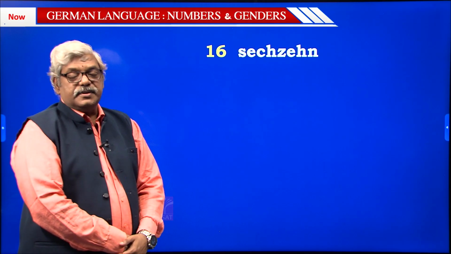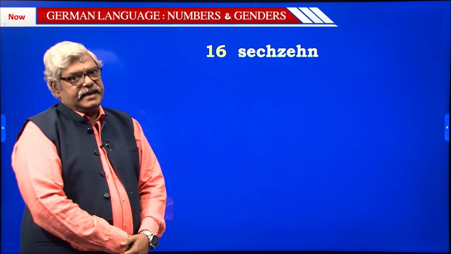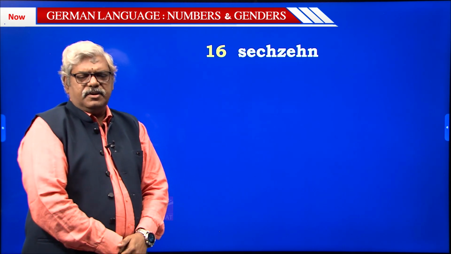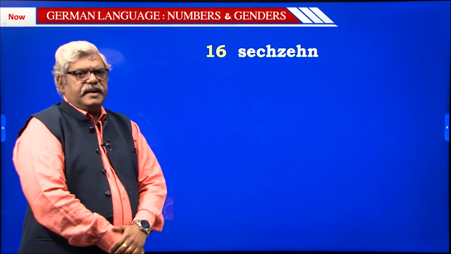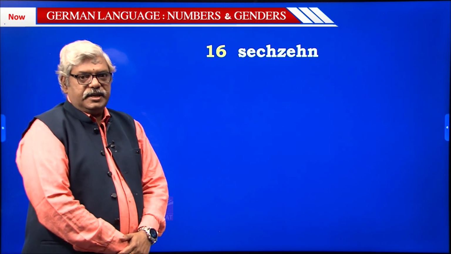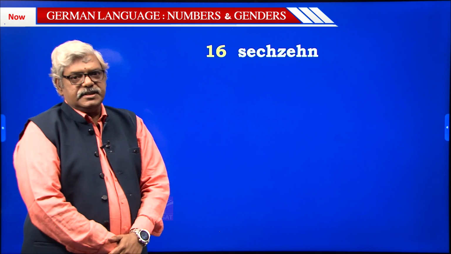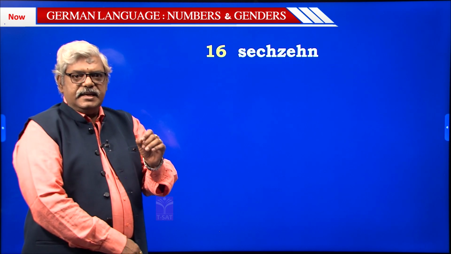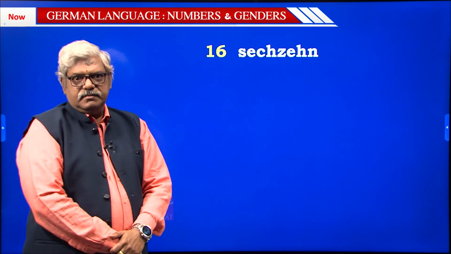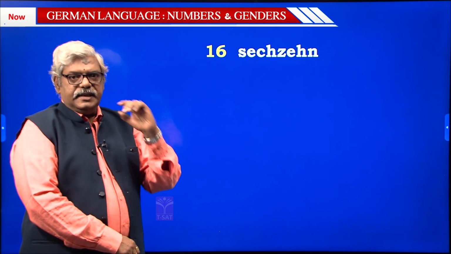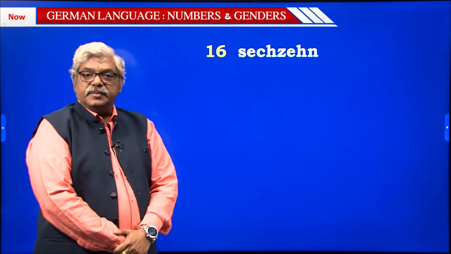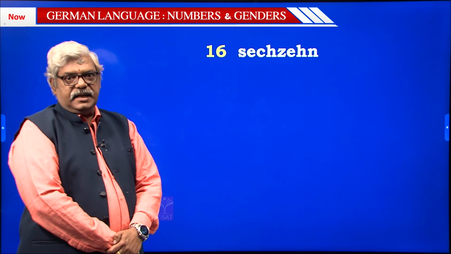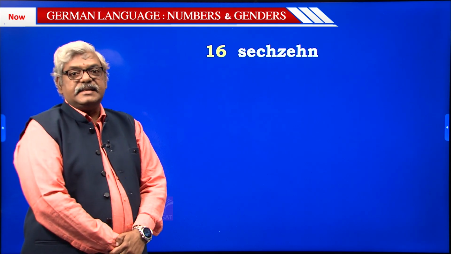16. Just now I told you the number plus 10, that's how we give the combination. But did you find that there is a spelling change over here? What is the spelling change? The S which should be there after CH is not there. Otherwise 6 was sechs, but that S letter is not seen in 16. So the pronunciation will be sechzehn.